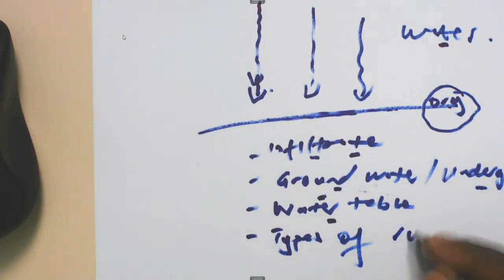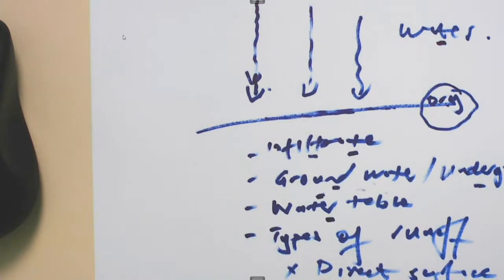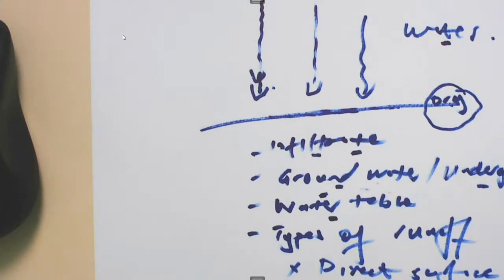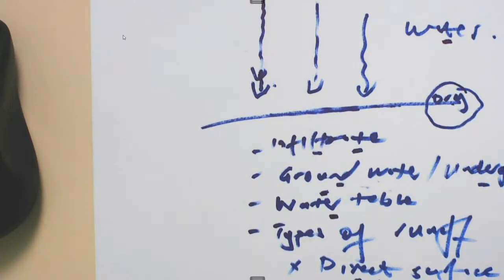So that's when we talk about the types of runoff. We have direct surface runoff, and also indirect surface runoff. Indirect is when the water flows under the land surface, and direct surface runoff is when the water flows on top of the land surface. So this one is indirect runoff, and this one is the direct runoff.